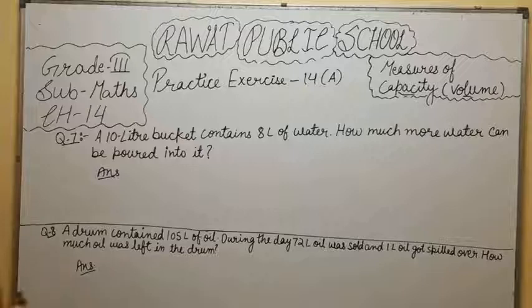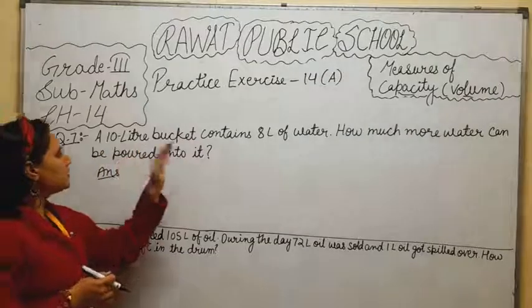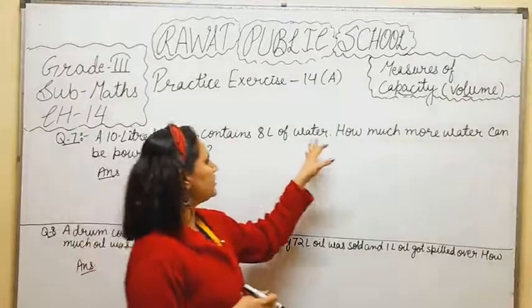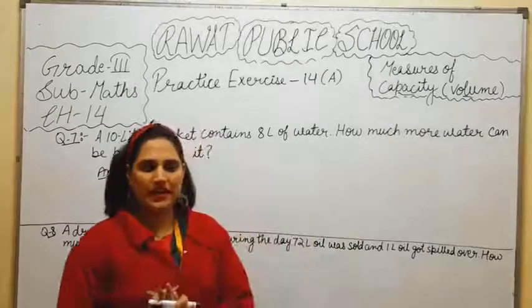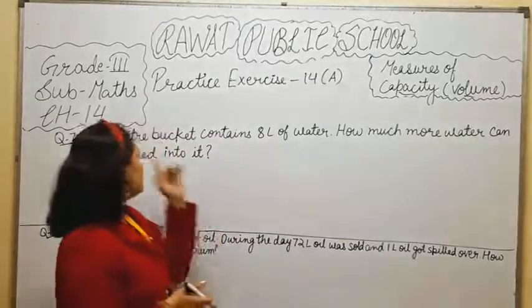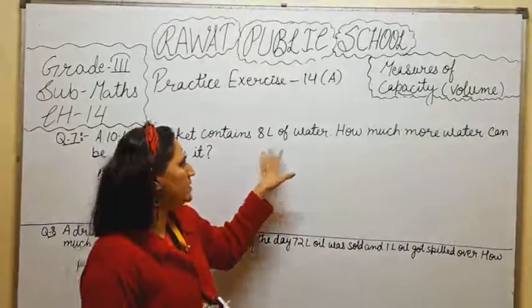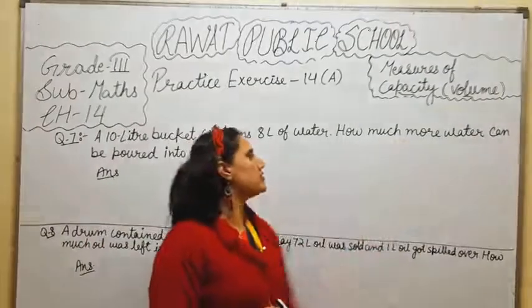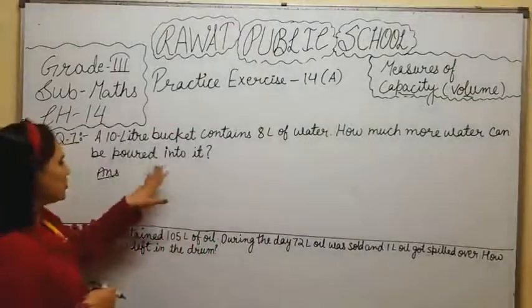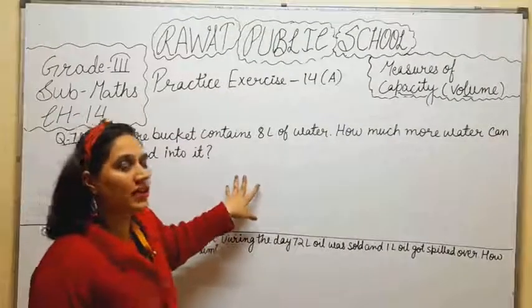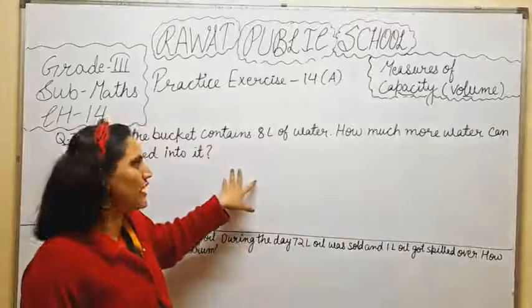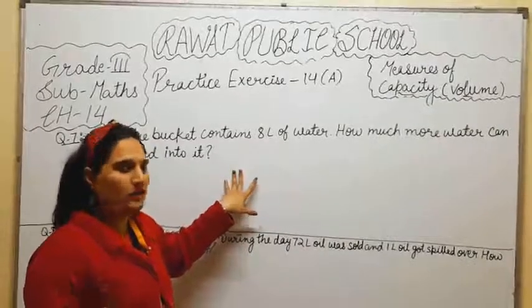So question number 7: a 10-liter bucket contains 8 liters of water. There is a bucket whose capacity is 10 liters, and here we have 8 liters of water in the bucket. How much more water can be poured into it? उसमें हम और कितना पानी add on कर सकते हैं? So we'll have to find out the other number.